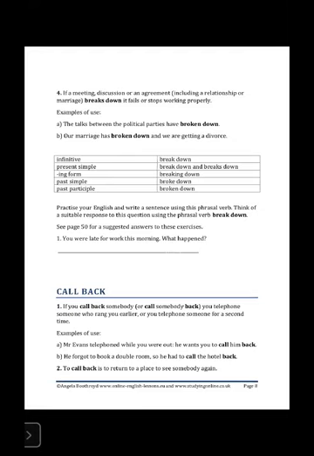One is when you call back somebody. Second one is when you yourself are calling somebody a second time. Okay. Mr. Evans telephoned while you were out. He wants you to call him back.